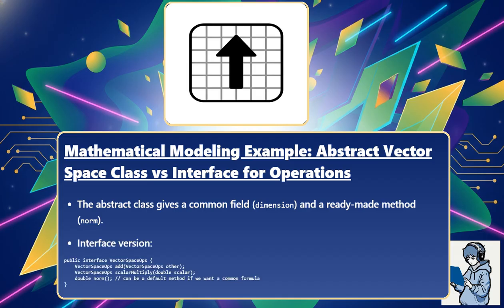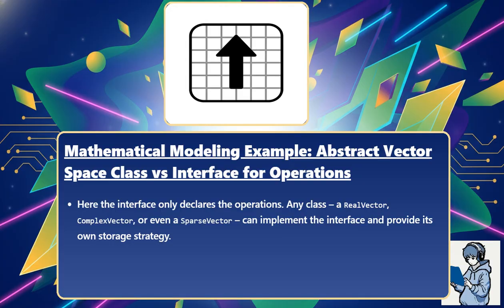public interface VectorSpaceOps { VectorSpaceOps add(VectorSpaceOps other); VectorSpaceOps scalarMultiply(double scalar); double norm(); } Here the interface only declares the operations. Any class, a real vector, complex vector, or even a sparse vector can implement the interface and provide its own storage strategy. When to pick which?